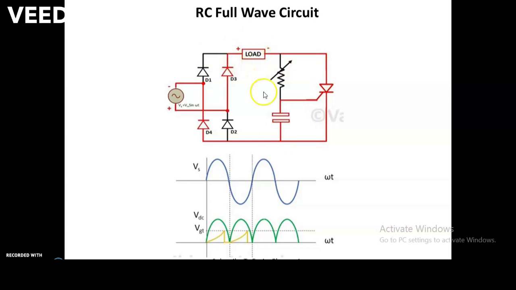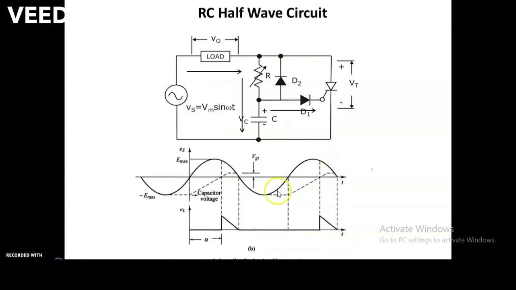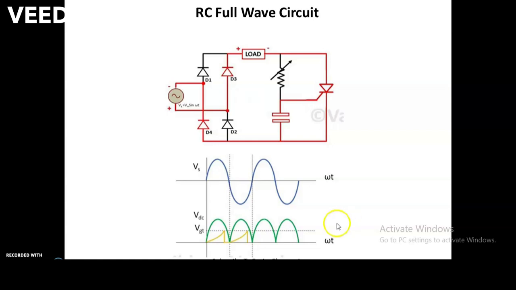This is our full wave rectifier, where in negative half cycle also we are getting triggering of SCR. In last or previous circuit, in negative half cycle our circuit is in off condition, as this capacitor cannot charge in this reverse direction, as it is a polarized capacitor which can charge only in one direction.